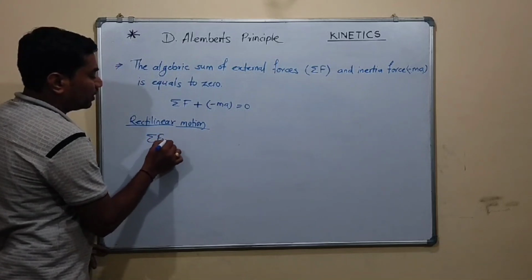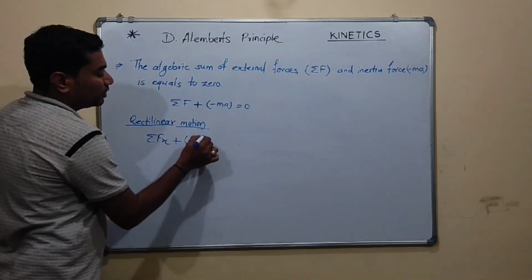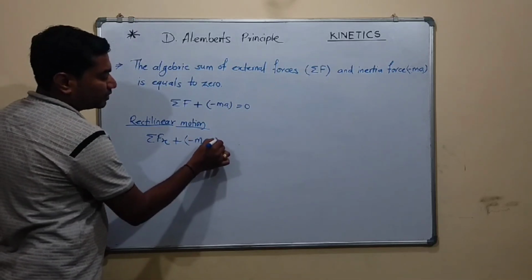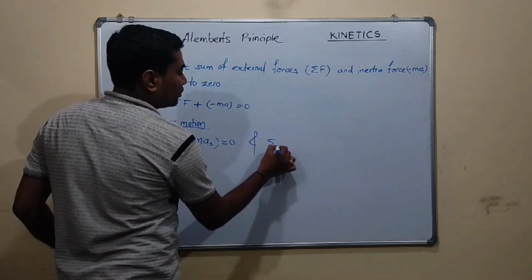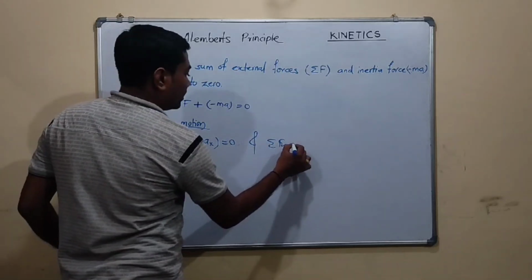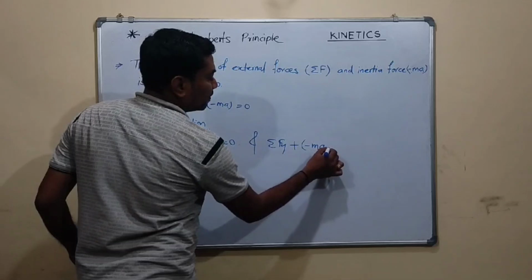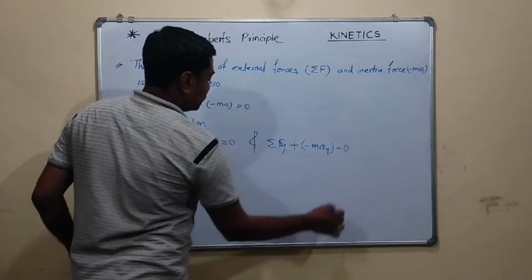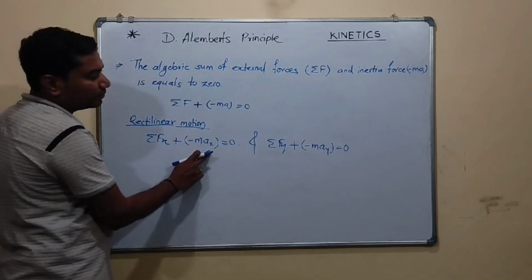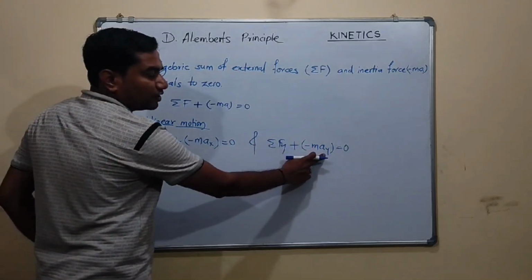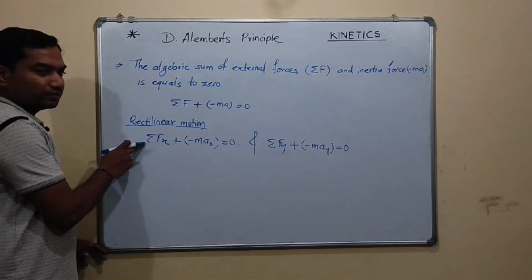summation Fx plus minus max is equal to 0, and summation Fy plus minus may is equal to 0, where ax is the acceleration in the x direction and ay is the acceleration in the y direction. So this is for rectilinear motion.